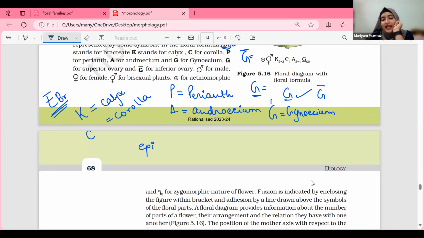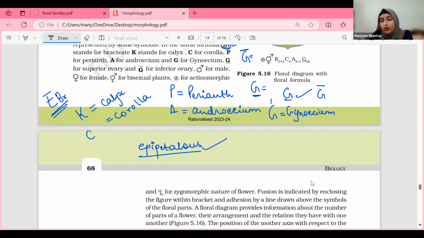Okay, epi. Do you remember epi? Epipetalous, do you remember? Epi meaning on, petalous meaning the petal. So the androecium that is present on the petal or stuck on the petal is epipetalous.